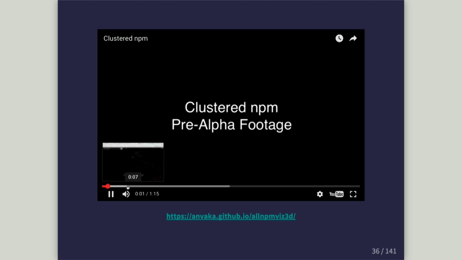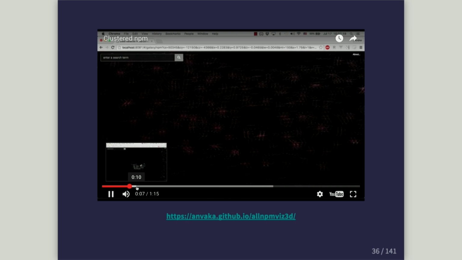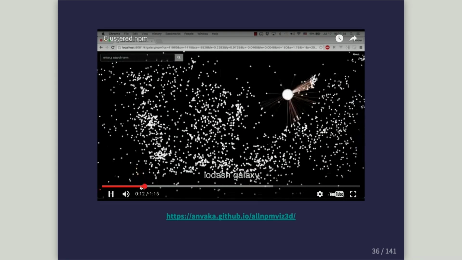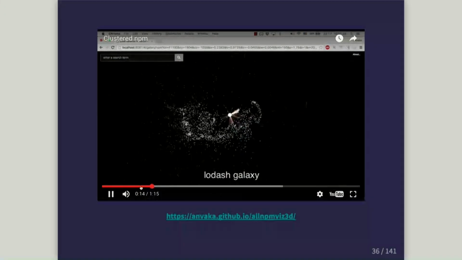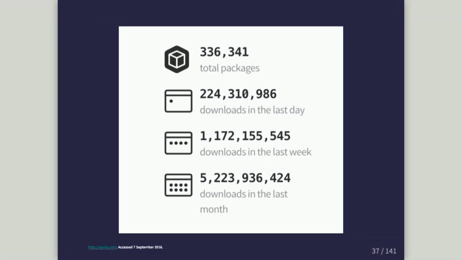This is a beautiful visualization that has been redone by this programmer named Ivanka, and he uses a graph algorithm for this, and it's super great. I'll show you just a little bit briefly. He kind of scopes in here. I think this is great. He has each dot as a package, and then there's like the Lodash galaxy. It's pretty sweet.